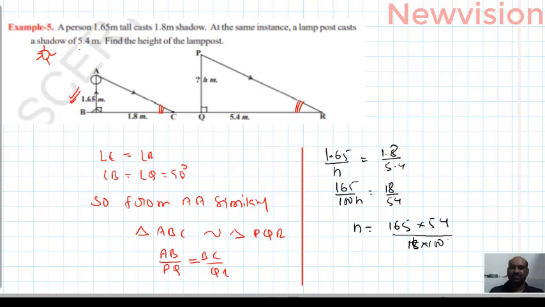Now we need to simplify this. 9 twos are 18, 9 sixes are 54, so we get 495 by 100, that is 4.95 meters. The height of the lamp post is 4.95 meters, that you can write. Therefore the height of the lamp post equals 4.95 meters. Okay students, this is one example problem.